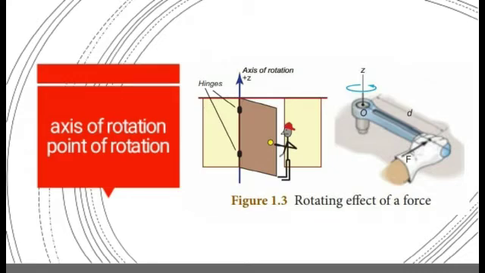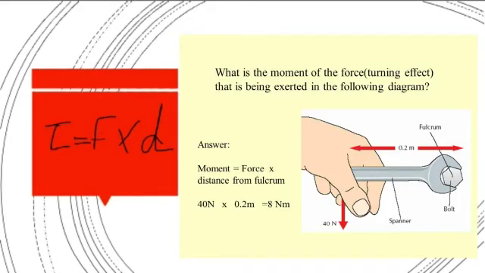In the case of the rod, it will be turned about the fixed point. This is called as point of rotation. Now, do you understand the difference between axis of rotation and point of rotation? Now, we move on to moment of the force.